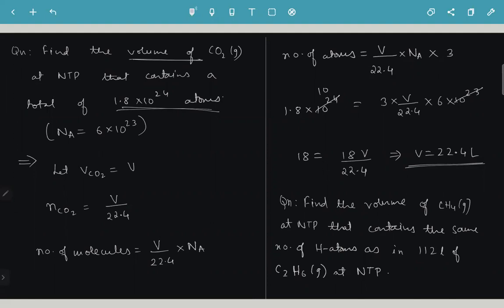168. Let me verify this. देखो, one method to do it is we'll do the calculations for both, for CH4 and C2H6. ठीक है?